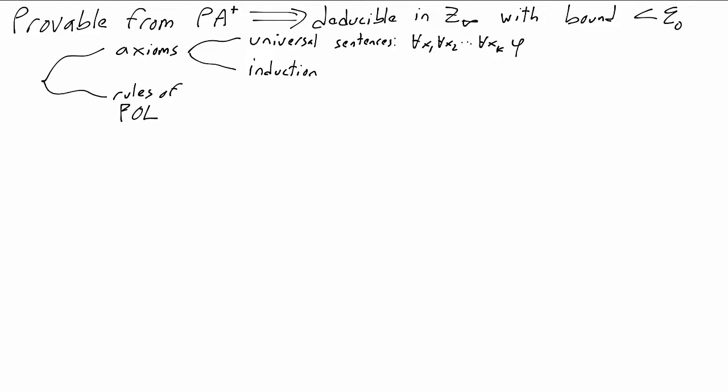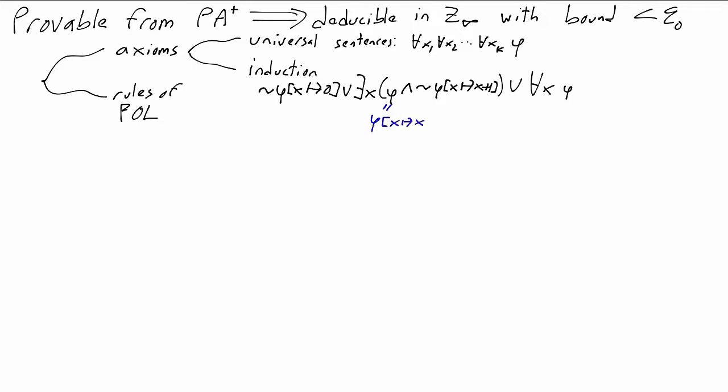We're working through the proof that anything provable from the axioms of PA+ has a bounded deduction in Z infinity. We've shown that the first group of axioms is deducible, so the next thing to consider is the second family of axioms, the induction axioms. These have the form not phi of 0, or there's an x so that phi of x and not phi of x plus 1, or for all x phi. Remember, with this notation, phi by itself is the same as phi of x.